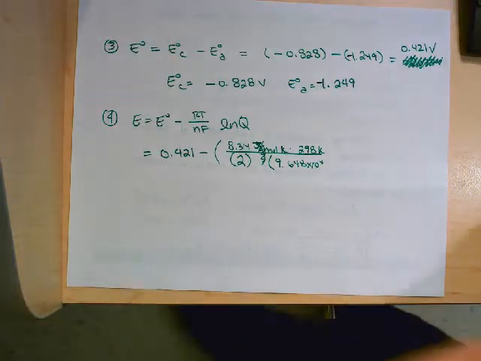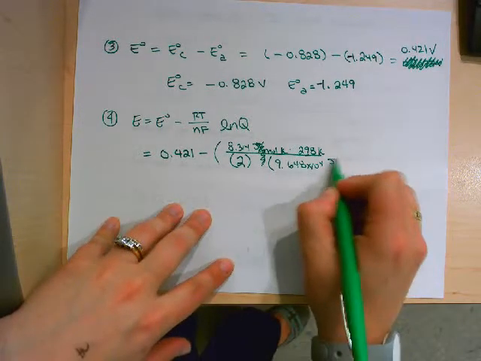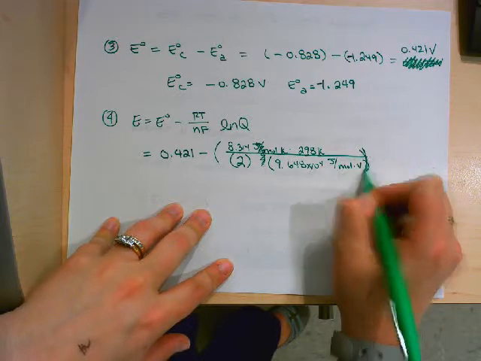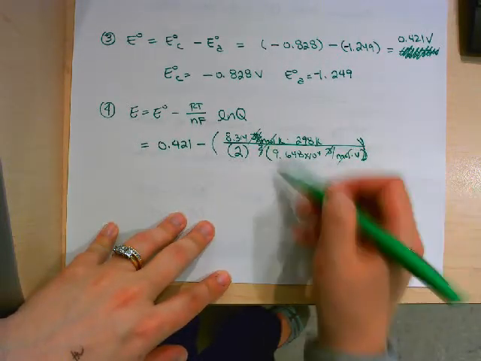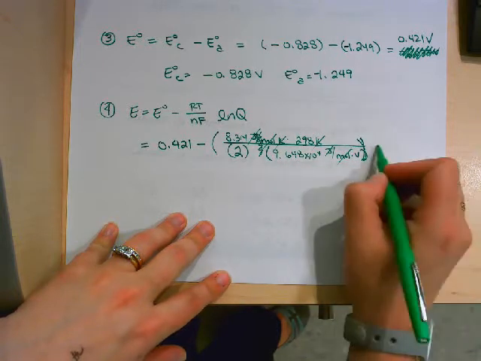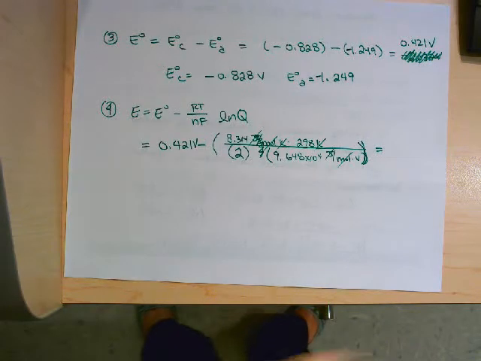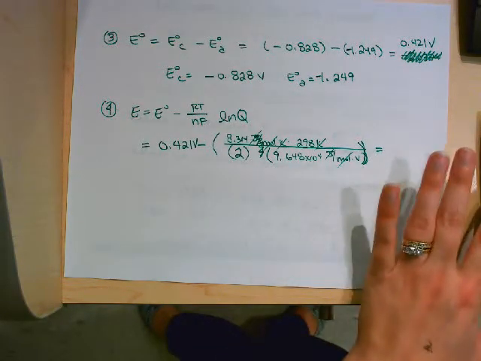I forget this unit. There we go. That's joules, moles, Kelvin. Alright, 8.314.